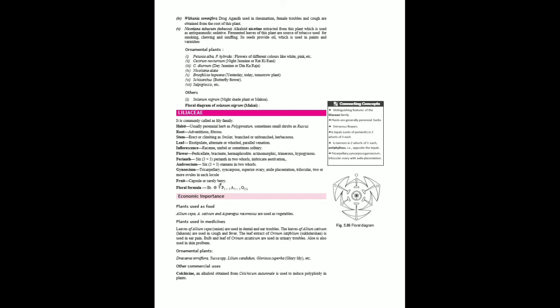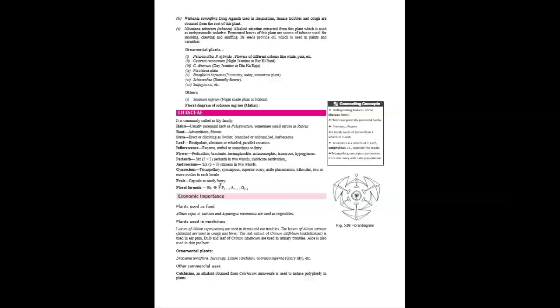Economic importance. Many plants belonging to this family are good ornamentals: tulip, gloriosa; source of medicine: aloe; vegetables: asparagus; and colchicum: Colchicum autumnale.